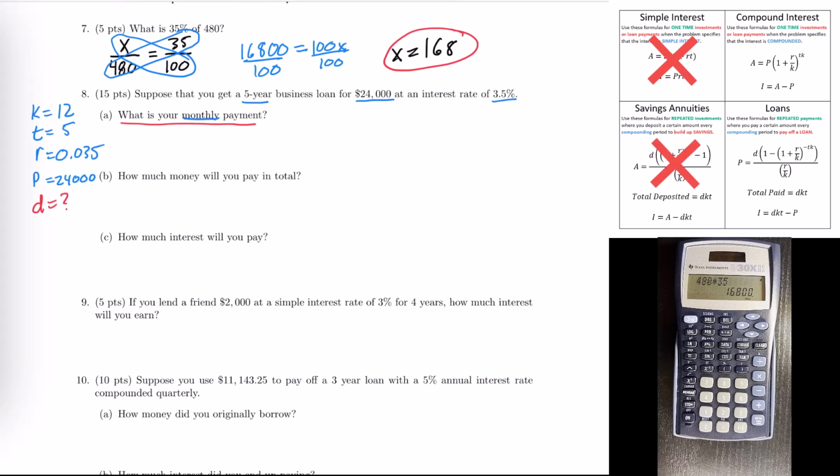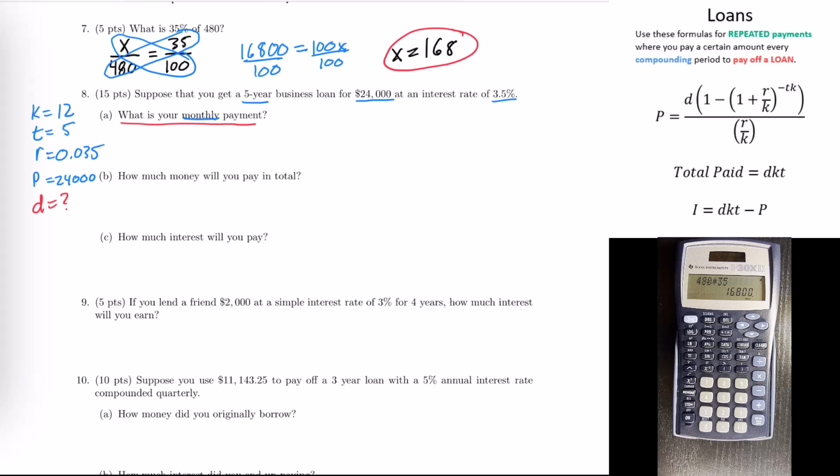And then the last question is, are we paying back this loan with a one-time payment, or are we making repeated payments? Since we were asked what our monthly payment is, that means that we're making repeated payments, and our problem is going to be a loan situation.